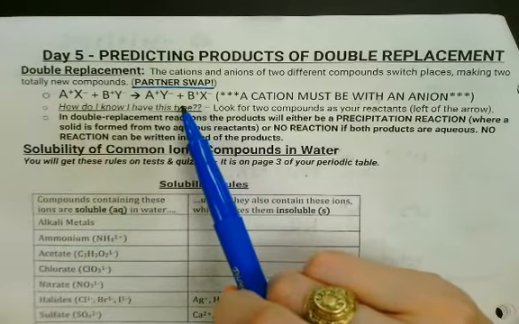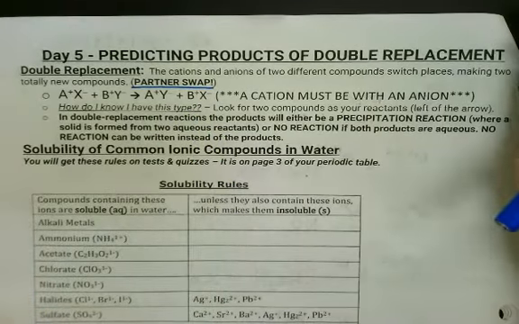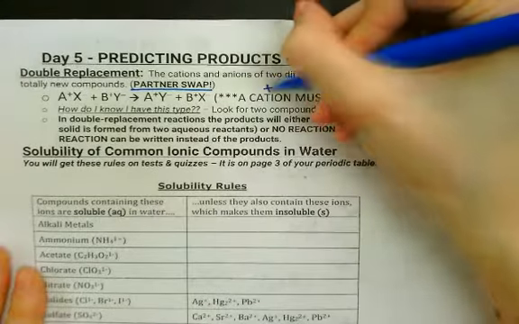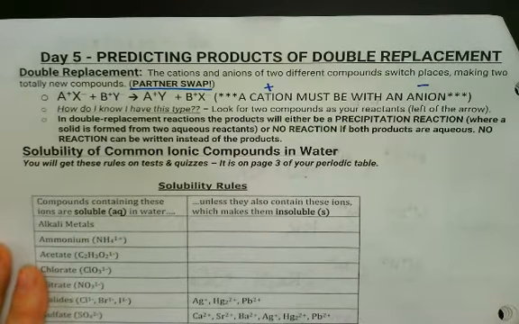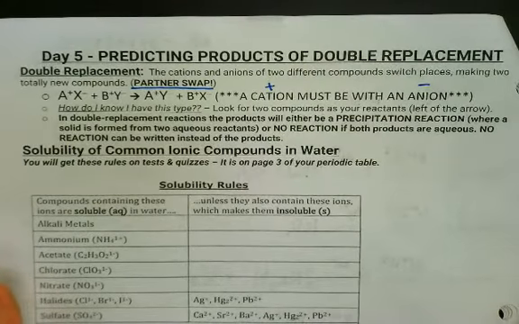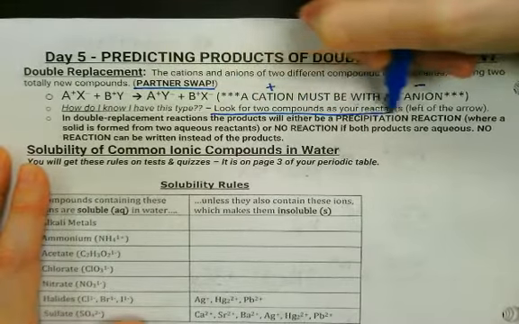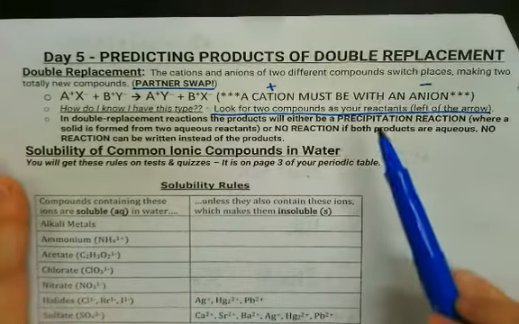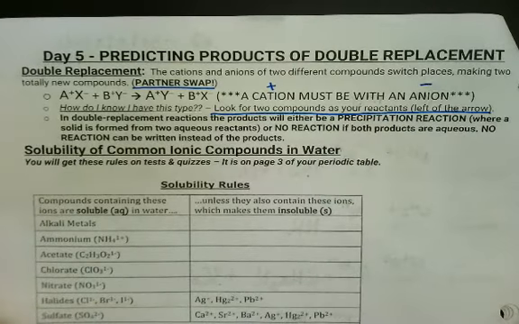So again, just like with a single replacement, when your elements go to move, you are always going to make sure that a cation, a positively charged ion, is always going to go with an anion, a negatively charged ion. You're going to know that you have this type of reaction if you see two compounds as your reactants. So if you see two compounds to the left of the arrow on the reactant side, you need to be thinking double replacement reactions.